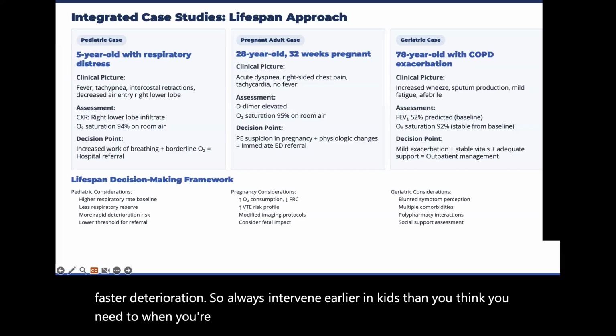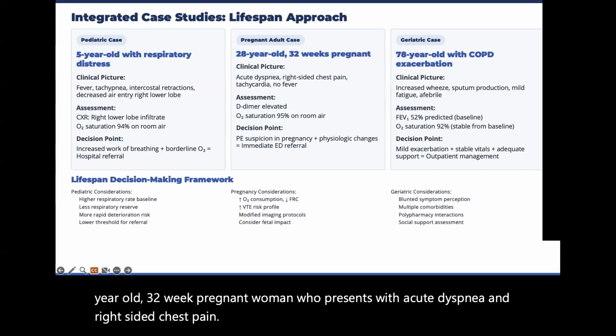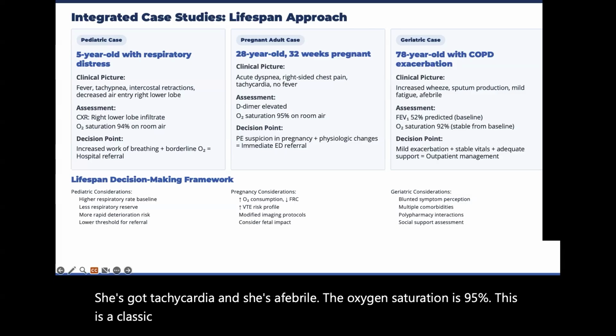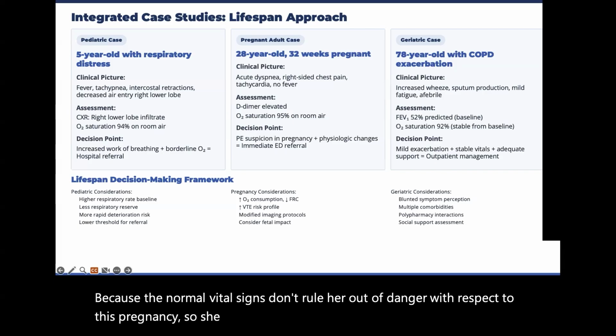When you're dealing with a pregnant woman, you have here a 28-year-old, 32-week pregnant woman who presents with acute dyspnea and right-sided chest pain. She's got tachycardia and she's afebrile. The oxygen saturation is 95%. This is a classic diagnostic trap because the normal vital signs don't rule her out of danger with respect to this pregnancy. She will have an elevated D-dimer and a hypercoagulable state.